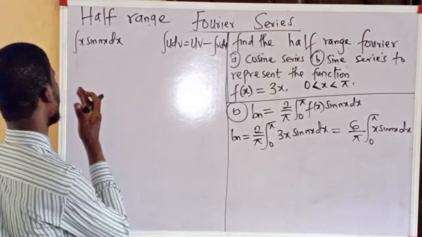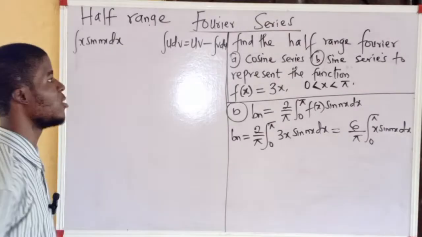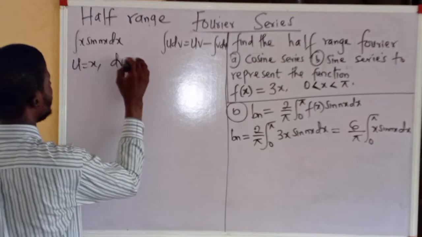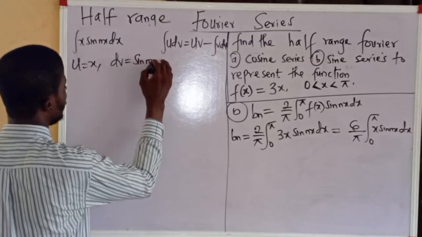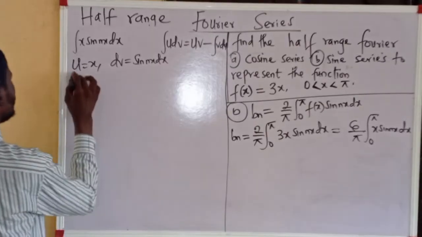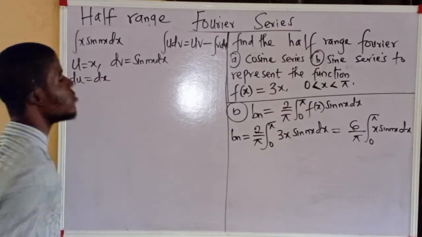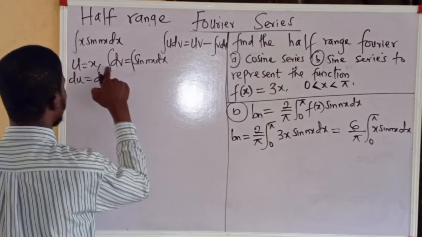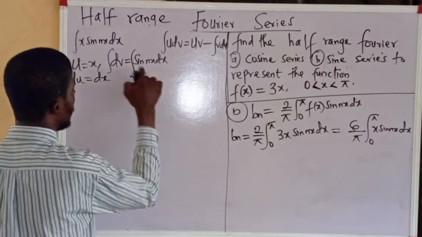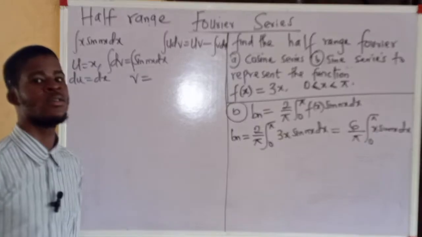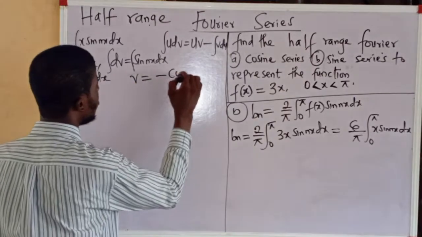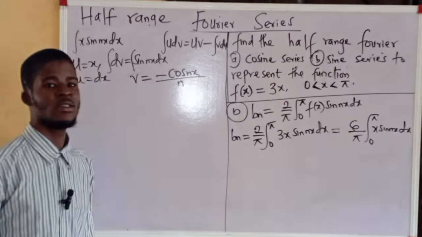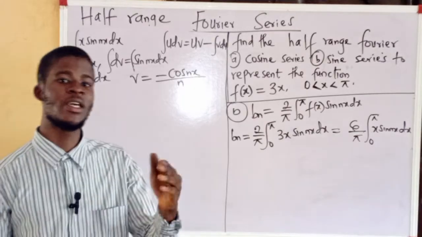x is algebraic, sine nx is trigonometric. So u will be x, and dv is sine nx dx. So du is equal to 1 dx. If we take the integral of both sides, the integral of dv is v, and the integral of sine nx dx is minus cos nx all over n. If you integrate the sine function, we obtain the negative cosine.